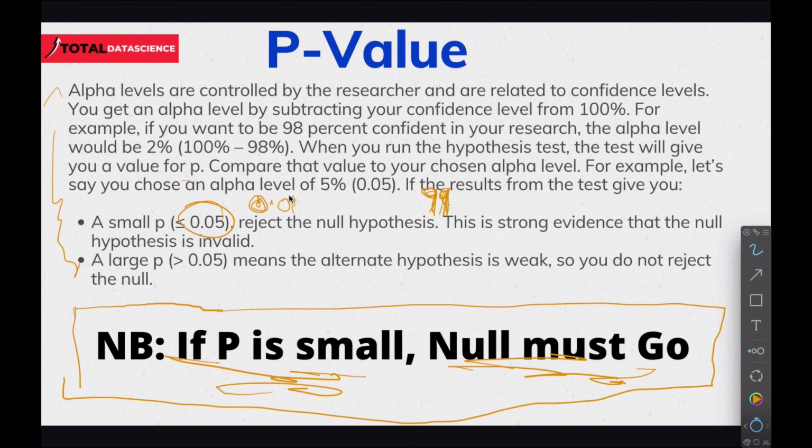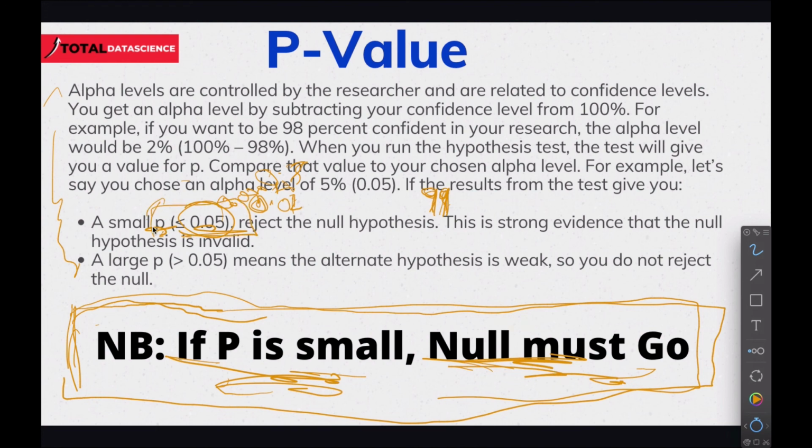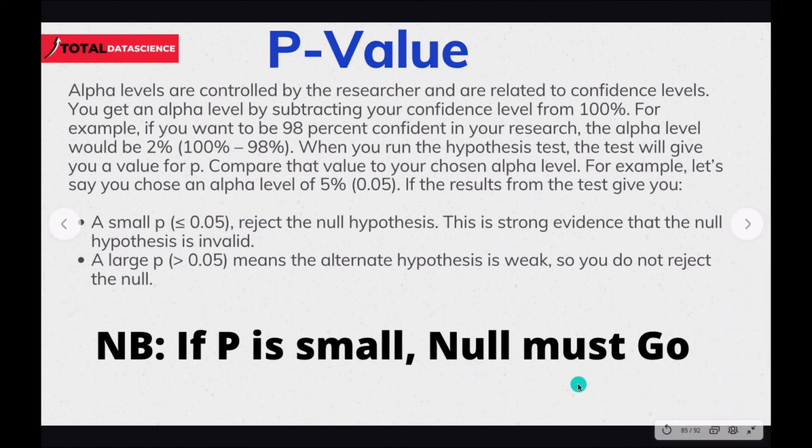So if you set it to say 0.01 and you calculate the p-value and it's maybe 0.0001, then this is less than alpha, so you can reject it. Otherwise, if it is greater, maybe 0.03, then you fail to reject your null hypothesis. So, a summary of everything we've done so far: you set your alpha level, you find your p. If p is small, null must go. As simple as that.